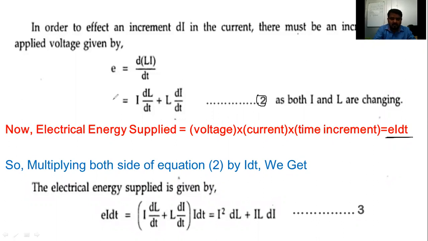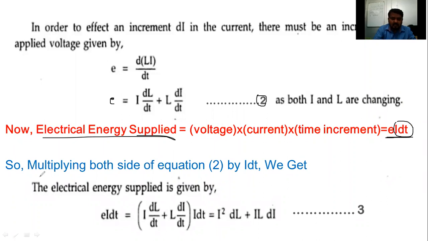It is E equal to I dL/dt plus L di/dt. We have to convert this equation into energy supplied. Here E is the applied voltage, but to make this equation an energy supplied equation, what do we have to multiply? We have to multiply this equation by I dt.